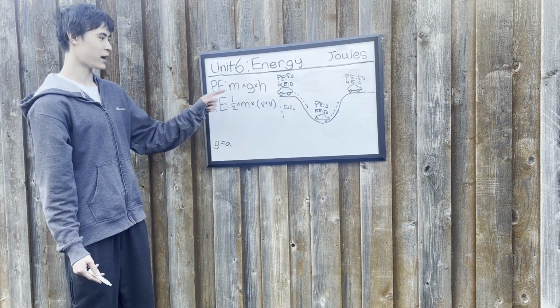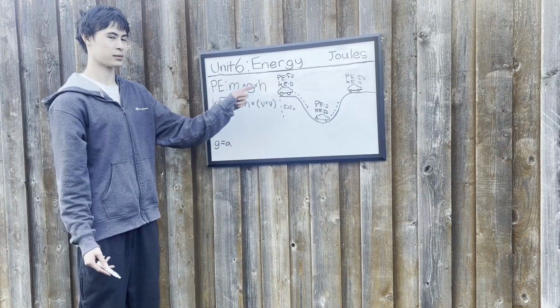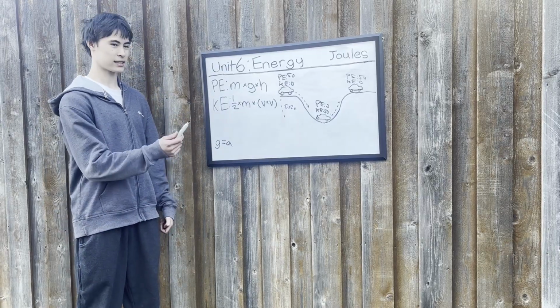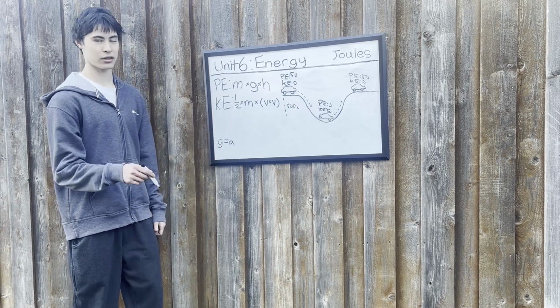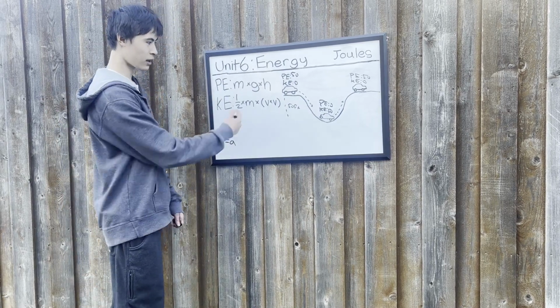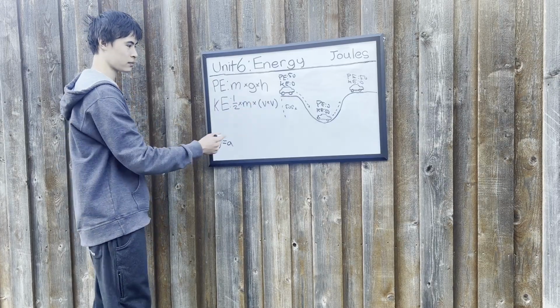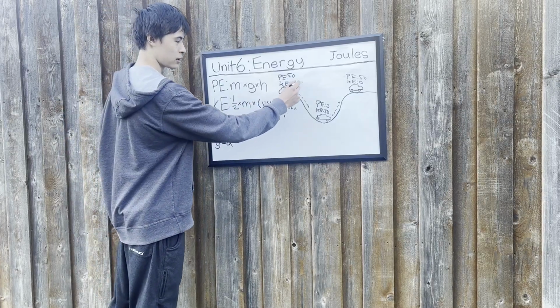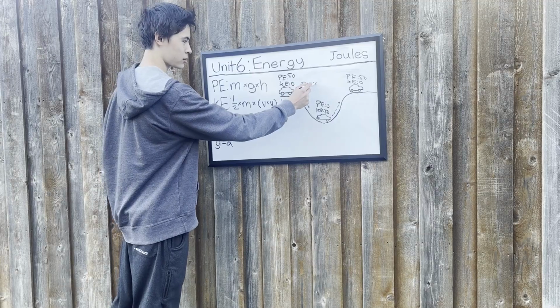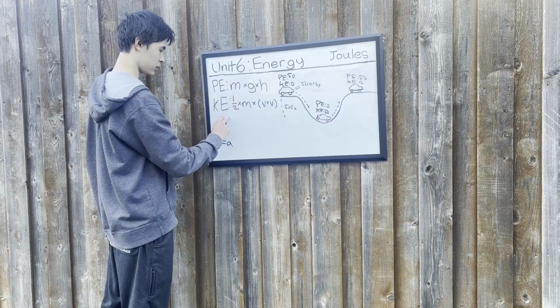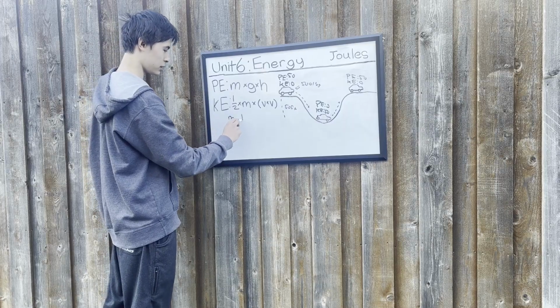Potential energy is mass times g times height. So g, as we know, is the acceleration of gravity on Earth, which we know is 10. H is just the height of the hill, and mass is just going to be the mass of the car. So this car is 500 pounds. The hill is 50 feet tall. So let's make these two equal to each other.